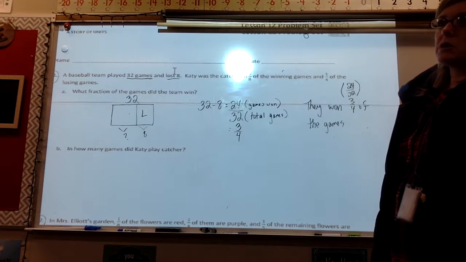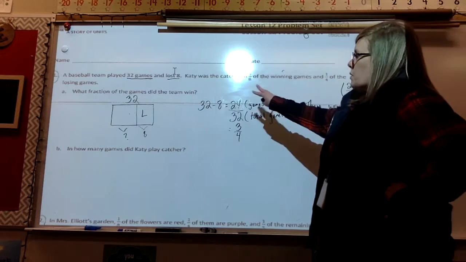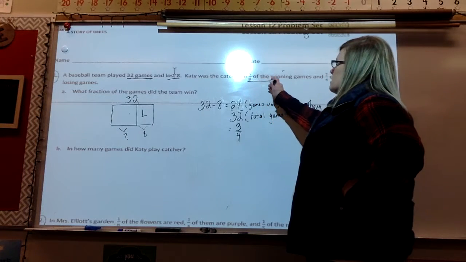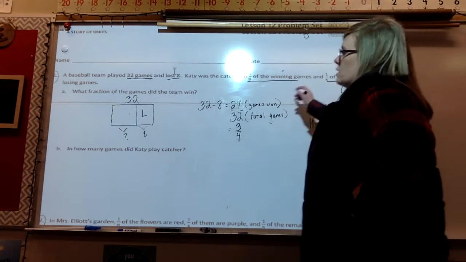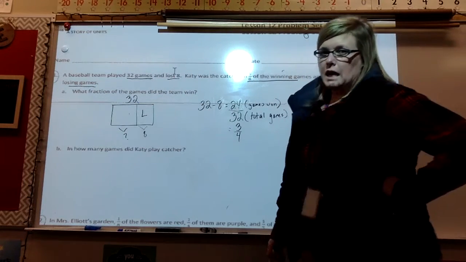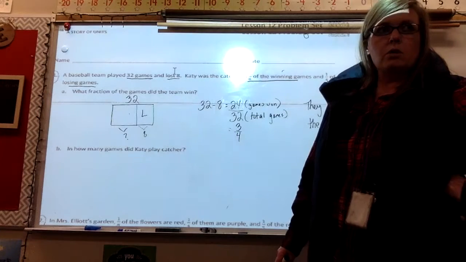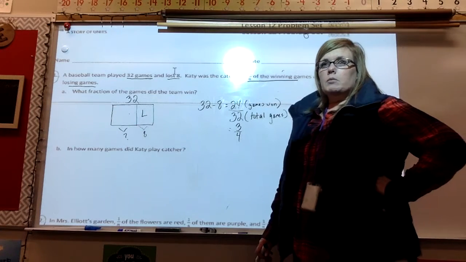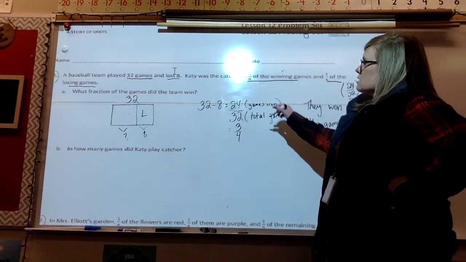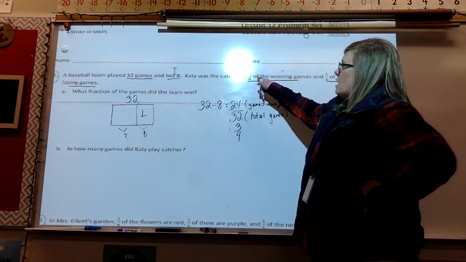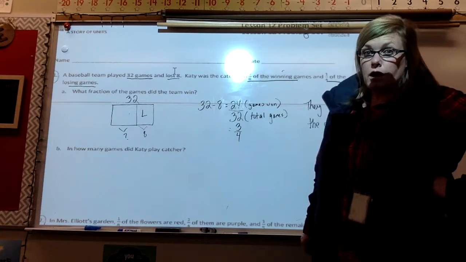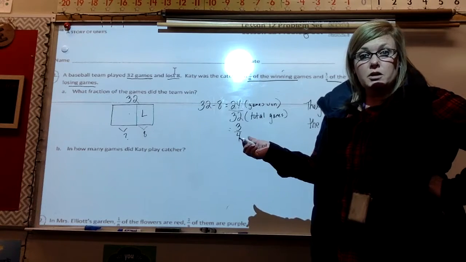So this is where we're going to need the rest of the problem. Okay, it says, she played catcher in 5/8 of the winning games and 1/4 of the losing games. Notice the question says how many games. A game is a whole number. Your answer is going to be a whole number. Your answer is not going to be a fraction. So look at this carefully. This says 5/8 of the winning game. If you remember, whenever you're finding a fraction of a number, that just means that you're going to multiply.